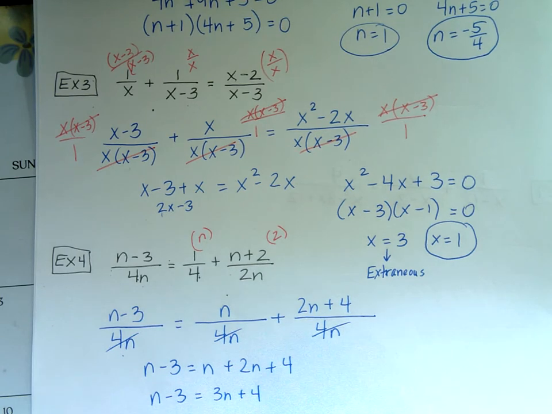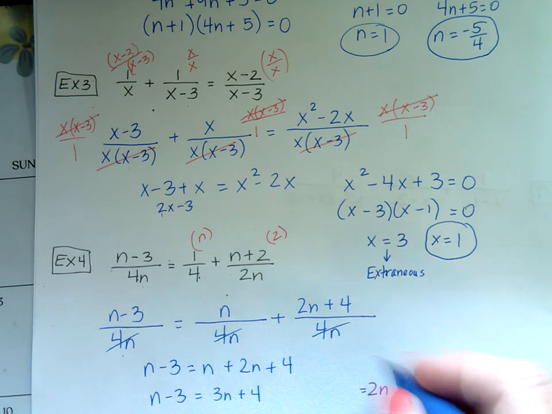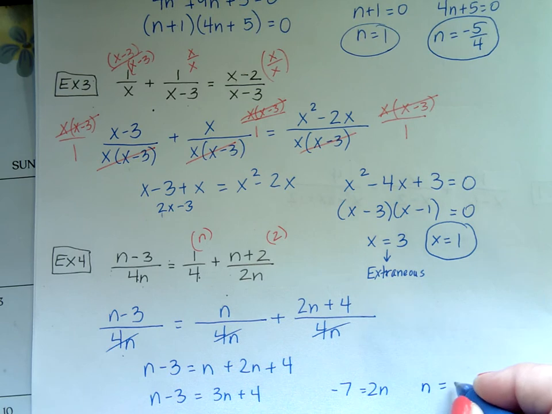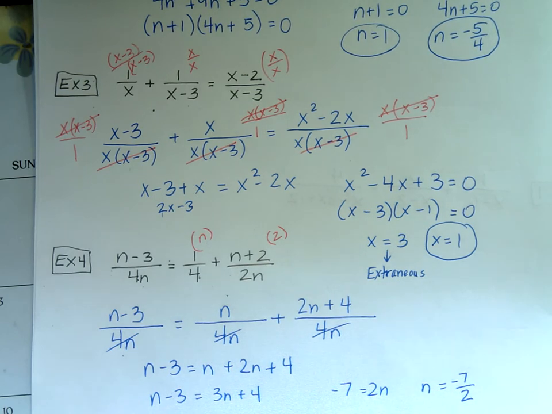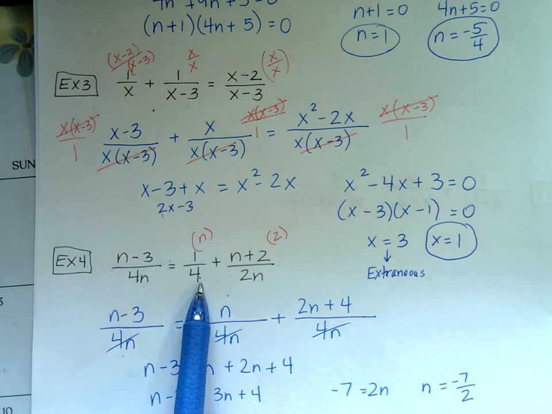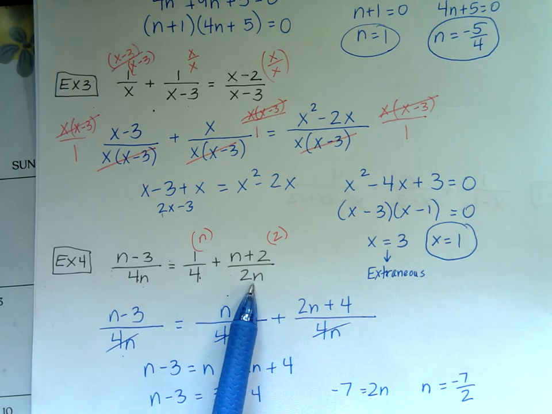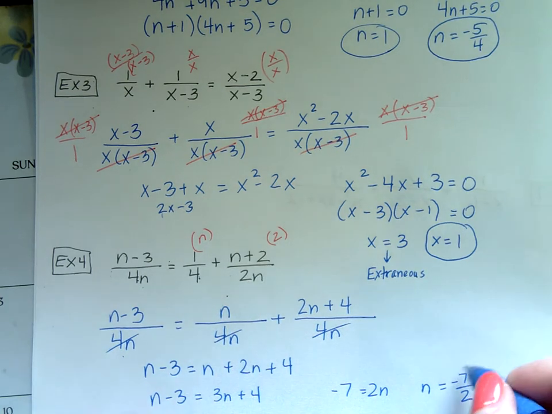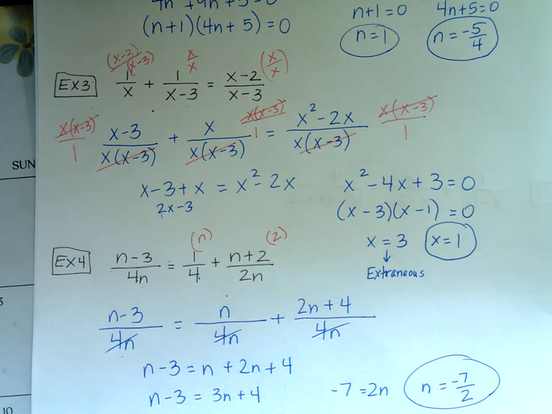Solve for n, take an n away. Take the 4, subtract it over, negative 7. Weird answer, but n equals negative 7 over 2. Check it out. If n is negative 7 over 2, will this be 0? The answer is no. That doesn't even have a variable. This one, if n is negative 7 over 2, will that be 0? And the answer is no. So the answer for this guy is negative 7/2. There are no extraneous solutions to that one.